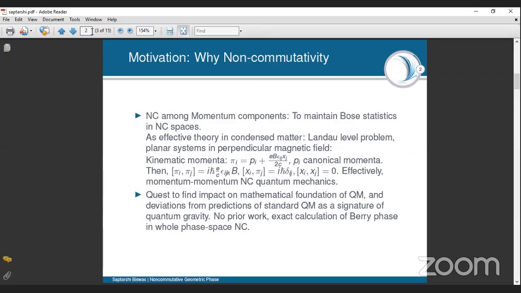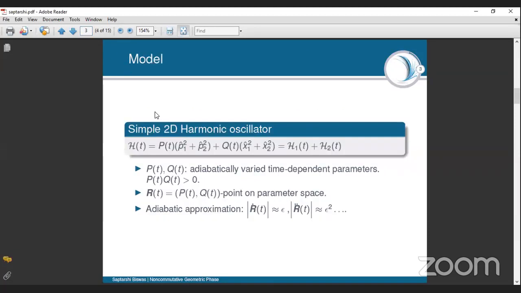The model we study is basically a simple 2D harmonic oscillator system where the mass and frequency parameters are time dependent, varying very adiabatically with time. The adiabatic approximation that we take is basically that r dot is almost equal to epsilon, and the higher derivatives go even smaller. This is the basic adiabatic approximation we take in our system. And r(t) is a point in the parameter space, where the mass and frequency are two parameters of our model.